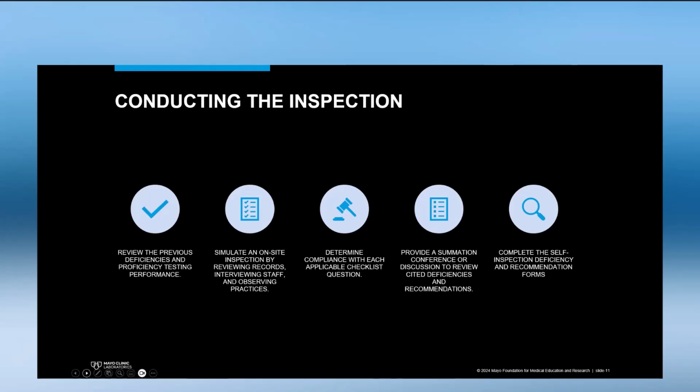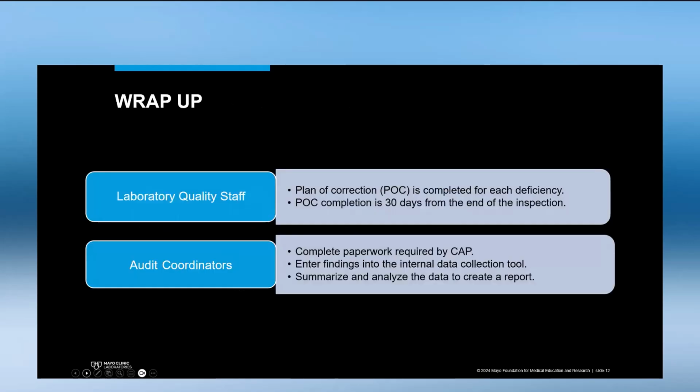And the last thing they're going to do is make sure they complete those deficiency and recommendation fillable forms that were created and provide those to the lab so that everything is wrapped up before the inspection team leaves the laboratory. Very similar to what you would see if you had an on-site inspection, that the team would have a summation session and provide the paperwork to the staff. So we finished our inspection. Now we're ready to wrap it up.